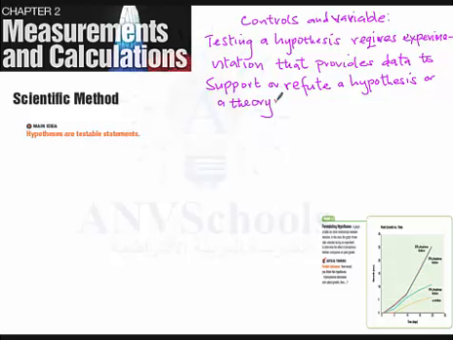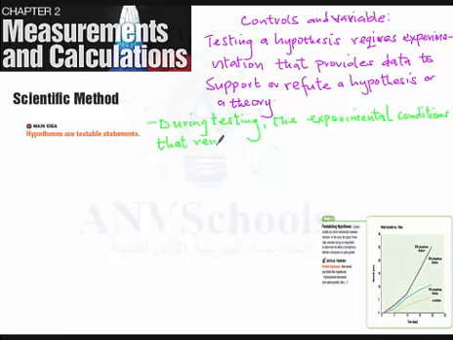During testing, the experimental conditions that remain constant are called controls.